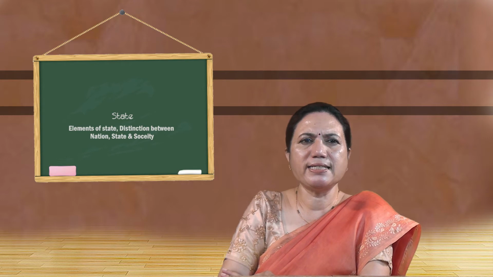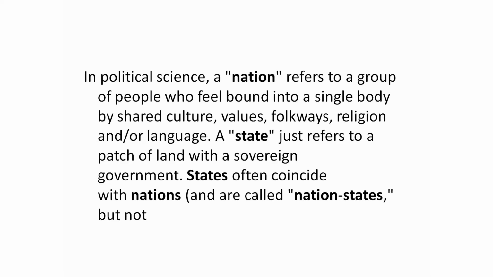In political science, a nation refers to a group of people who feel bound into a single body shared by culture, values, folkways, religion or language. A state just refers to a patch of land with sovereignty and government. States often coincide with nations.